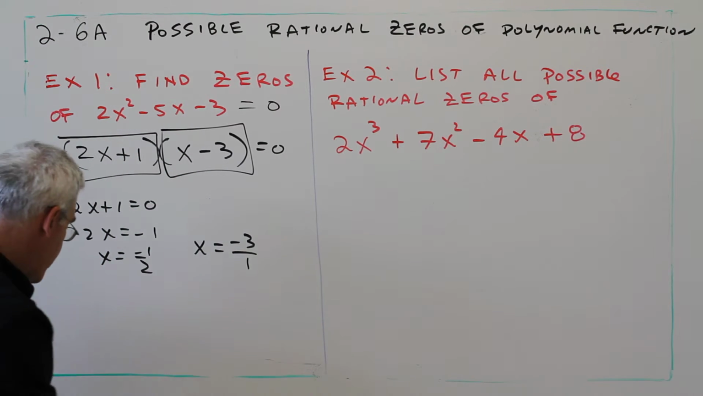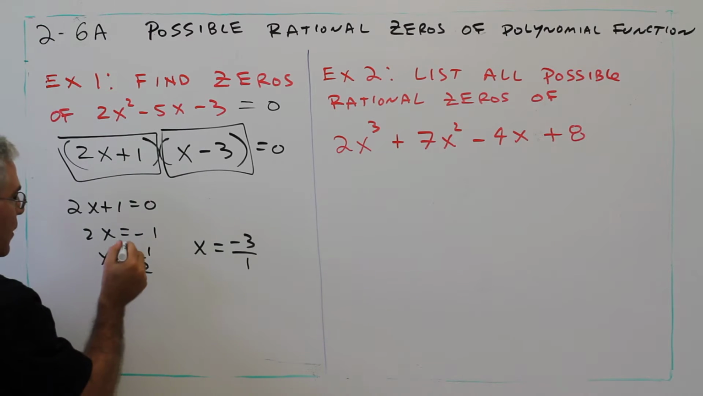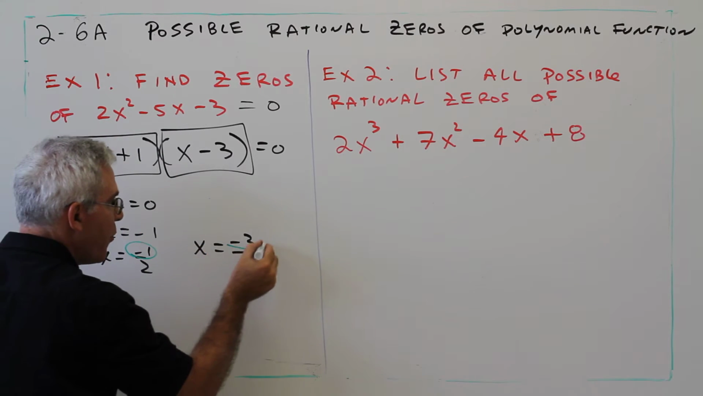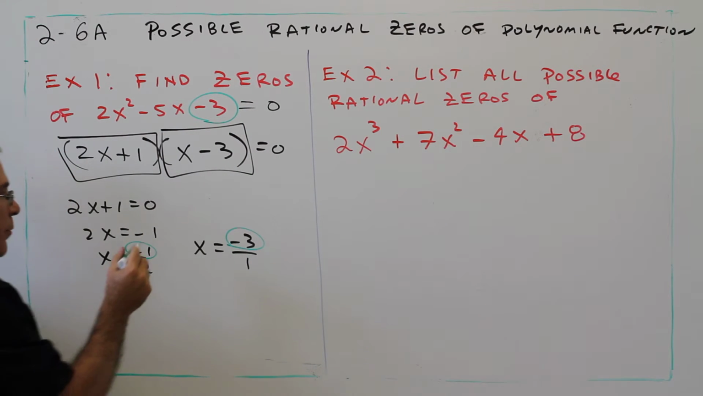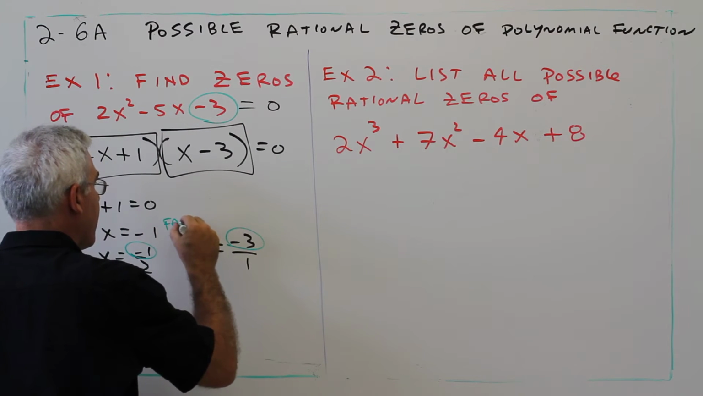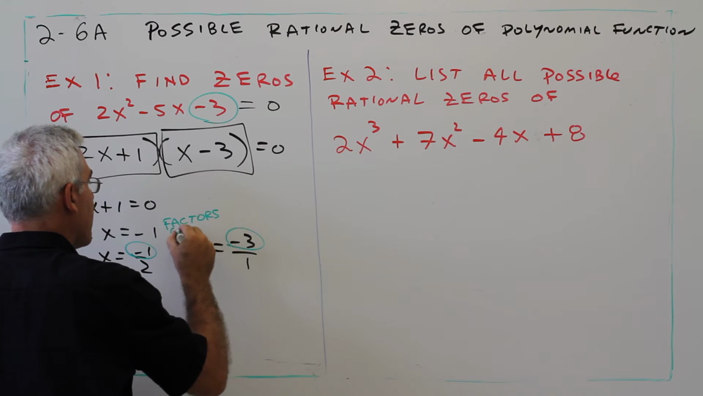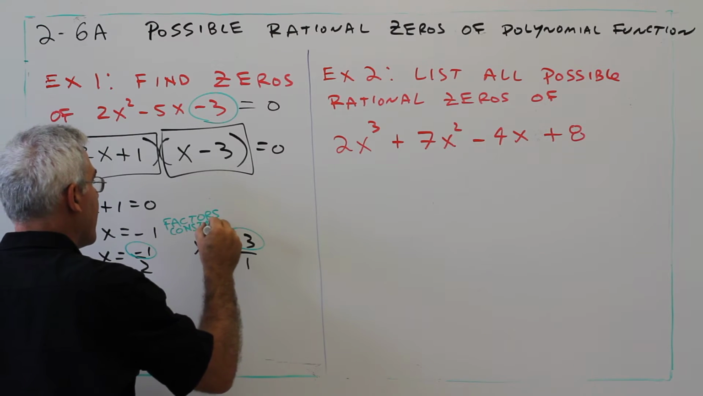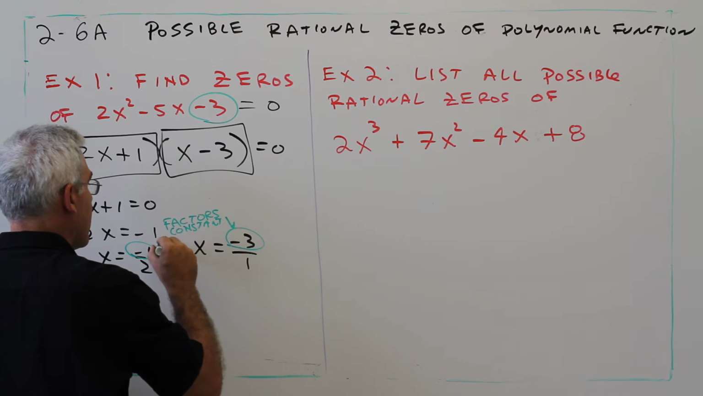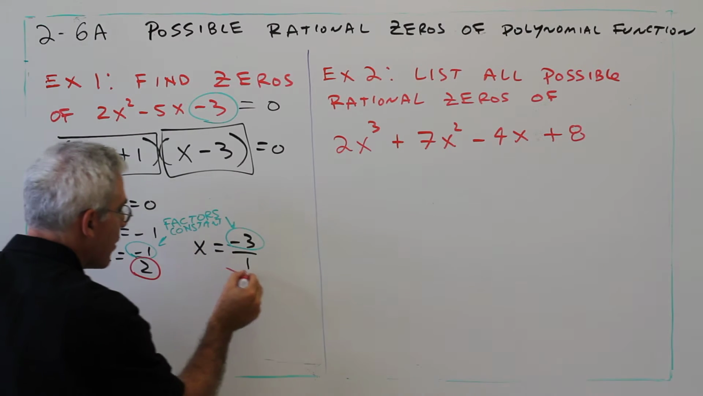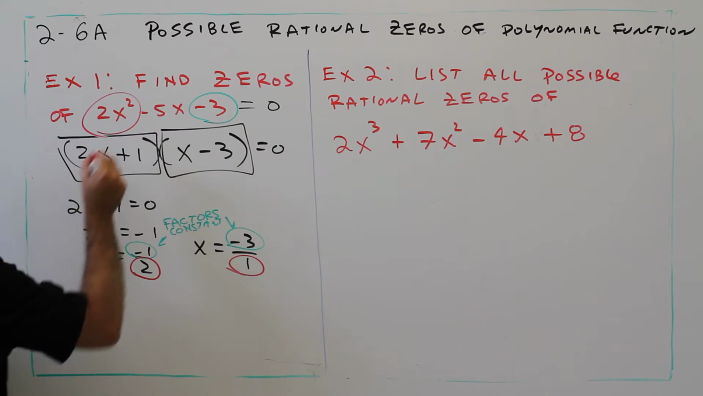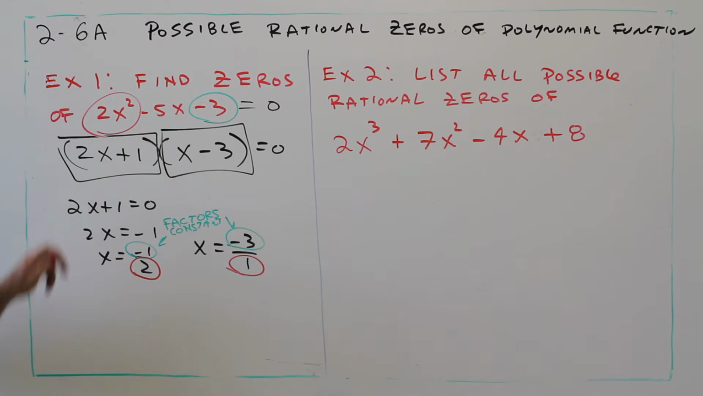One thing to note, these numerators are factors of the constant term. I'll make a note. Factors of the constant term. These denominators are factors of the lead coefficient.